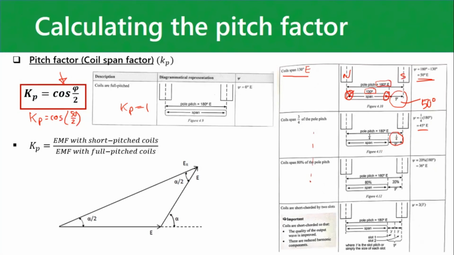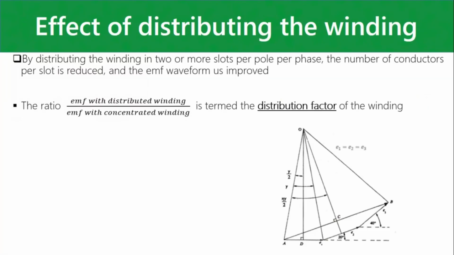You can go through these. But you get that angle, divide by 2 and find the cosine, and then you've got Kp. Kd is the distribution factor. When you distribute, let's say you had a 3-turn coil, you don't put all 3 turns, all 3 conductors like that.